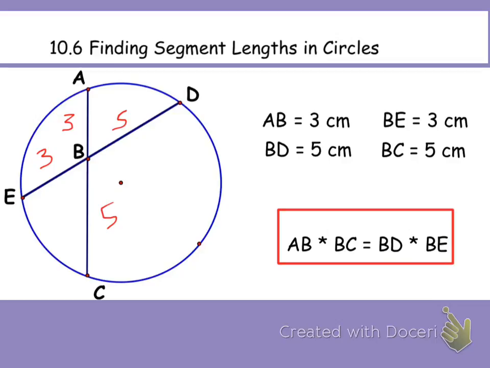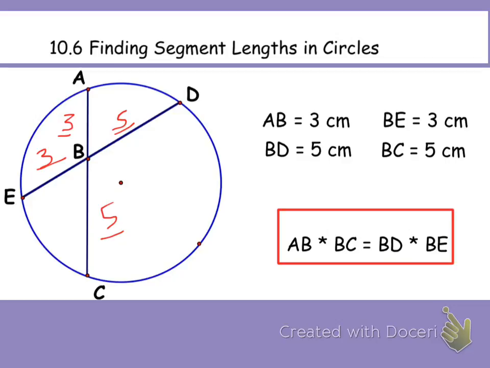So what you're doing is you're taking each part of the chord, so AB times BC, and you're multiplying it by itself, okay? And over here you're doing EB times BD. The thing that's kind of confusing about that is it's kind of weird just to go ahead and multiply it by itself, so 3 times 5, and 3 times 5.